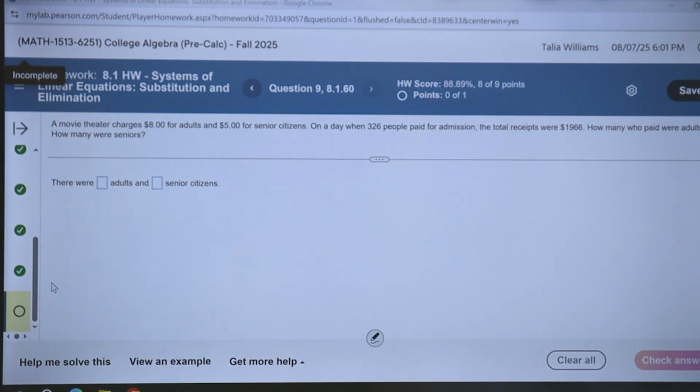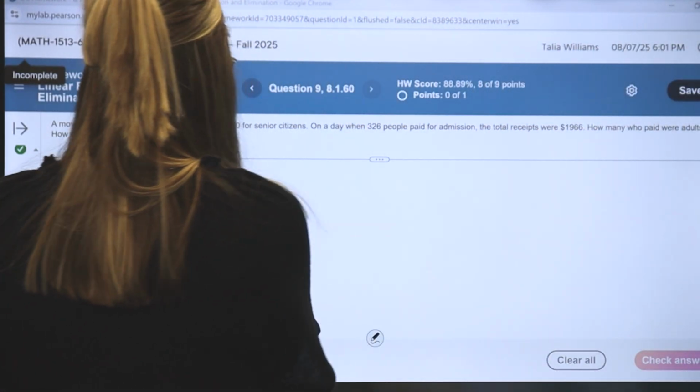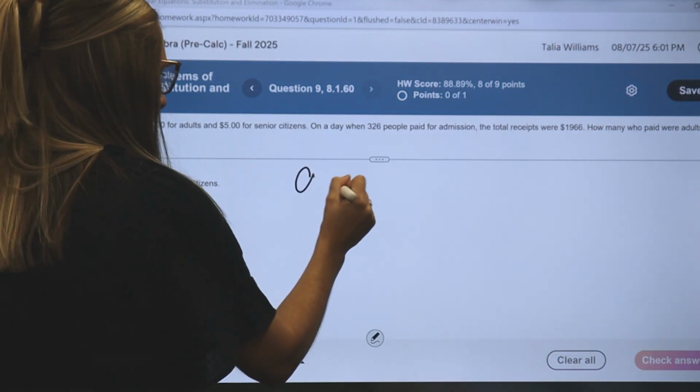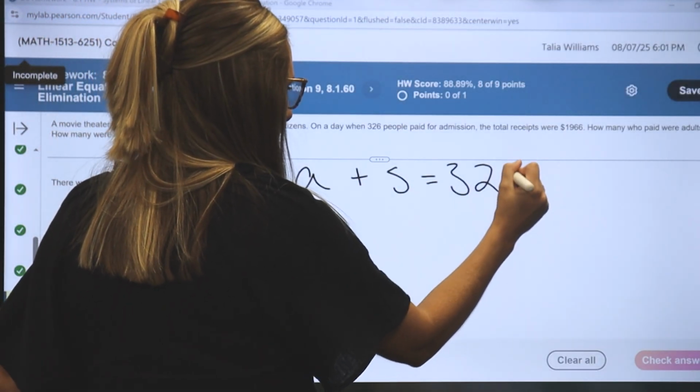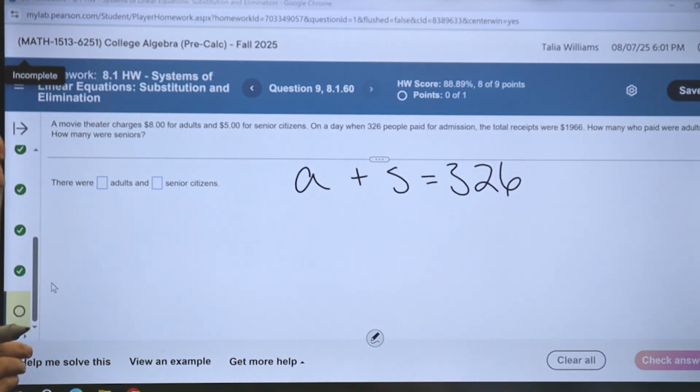A movie theater charges $8 for adults and $5 for senior citizens. On a day when 326 people paid for admission, the total receipts were $1,966. How many who paid were adults? How many were seniors? So first, we're going to do people, and then we're going to do money. So we had adults and seniors. So A plus S equals 326. Because total, that's how many people we had.